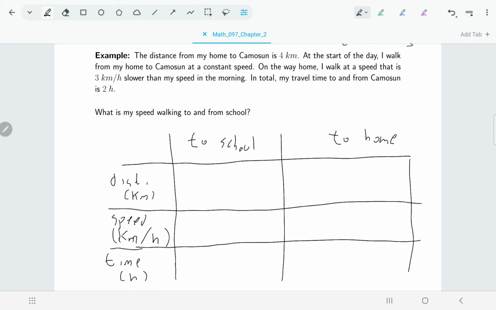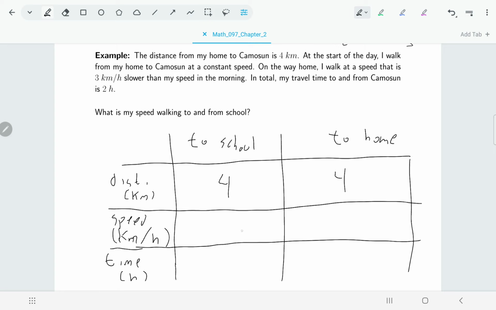So first things first, we know what our distance is. It's 4 kilometers going to school, and it's 4 kilometers going home. So same distance either side of my trip. Everything else I don't know. I don't know my speed going to school. I don't know my speed going home. I don't know the time it takes me to get to school or the time it takes me to go home.